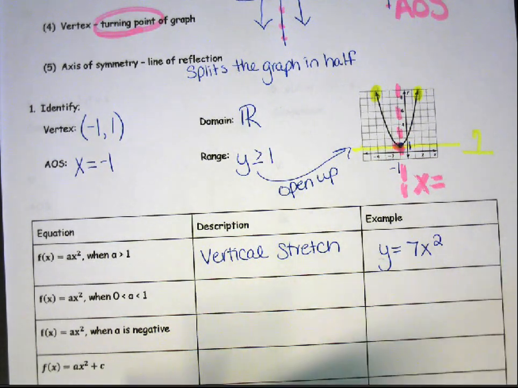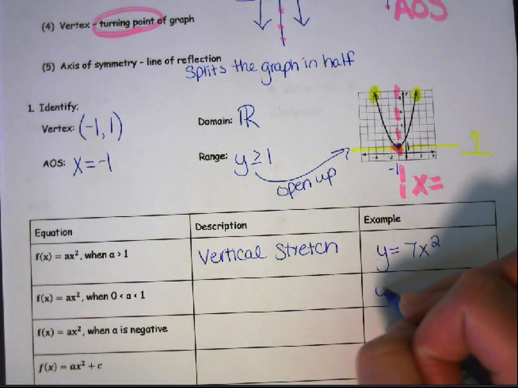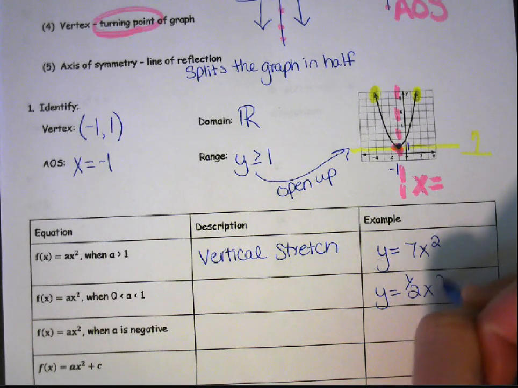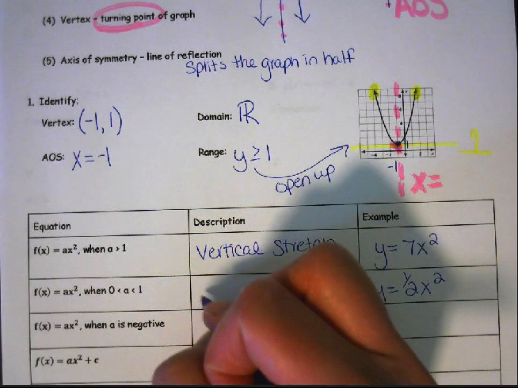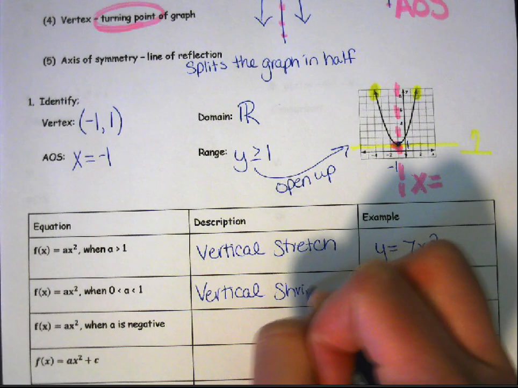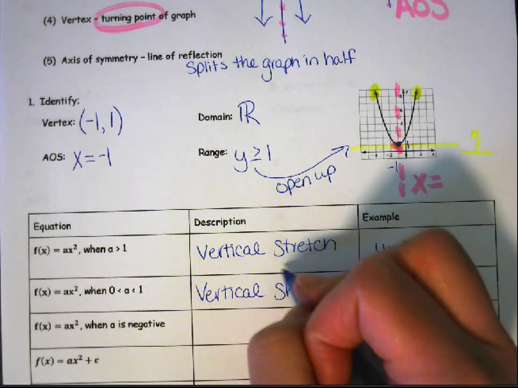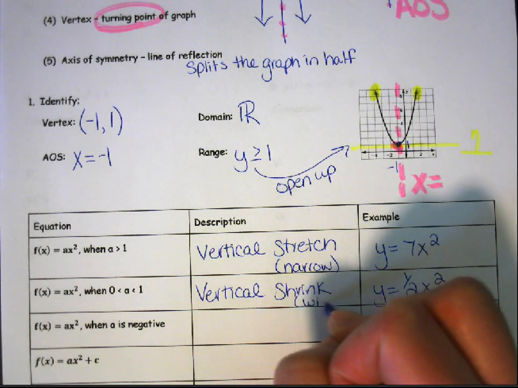If we were to change this a value to be between 0 and 1, so potentially a fraction, so let's say 1/2 x squared, that's going to make it wider. And so we call that a vertical shrink. And I can write that in here too. This will be more narrow, and this will be wider.